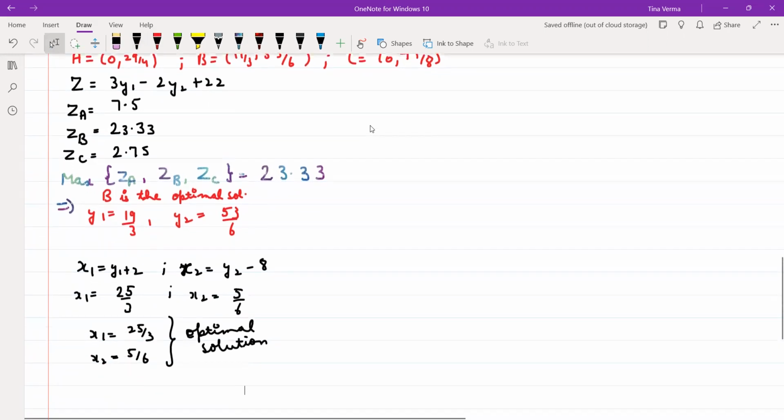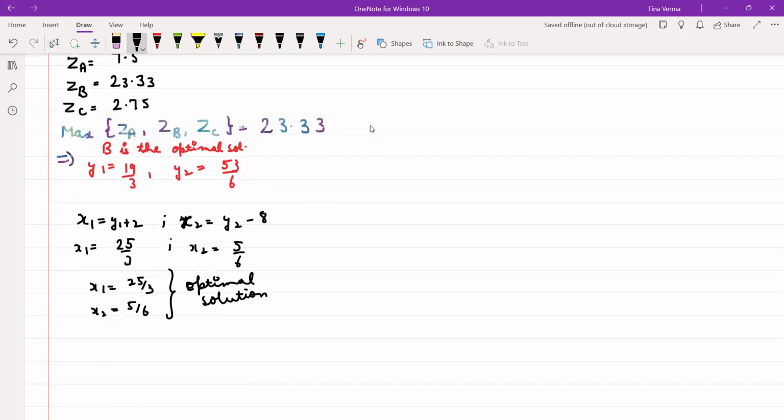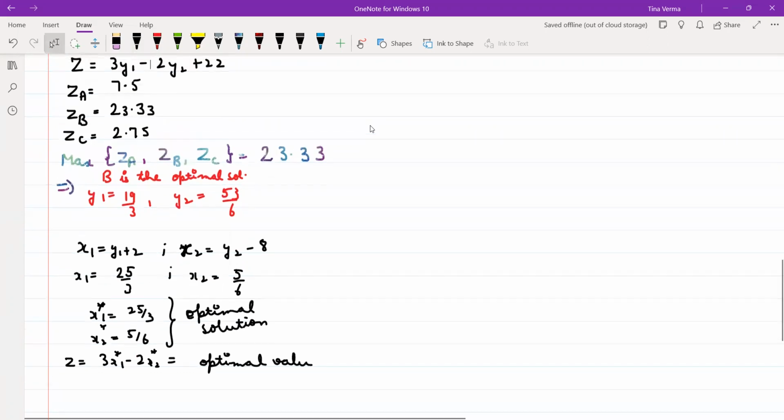And what will be your optimal value? When you substitute in Z, that is 3x1 minus 2x2, by substituting x1 star and x2 star, this will give you the optimal value. So this is the case of maximization and this is the solution.